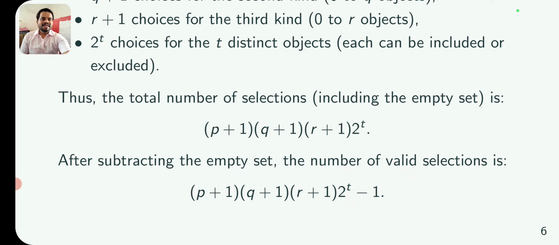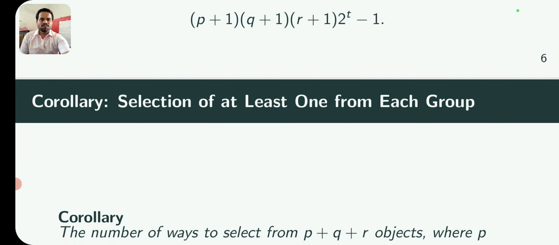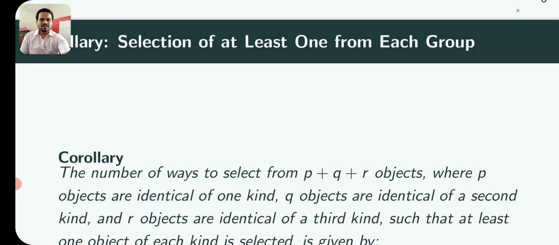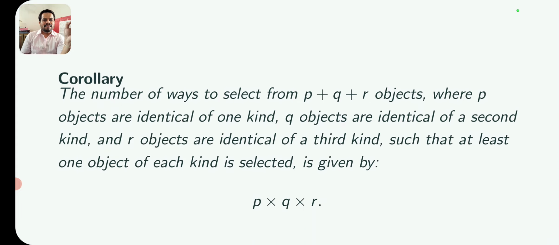Now see the next corollary, which also depends on the previous theorem. Selection of at least one from each group. So this is the selection of at least one from each and every group. The number of ways to select from P plus Q plus R objects, where P objects are identical of one kind, Q objects are identical of second kind, R objects are identical of third kind, such that at least one object of each kind is selected, is given by P into Q into R.